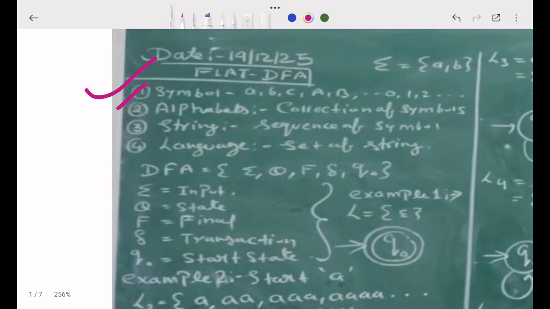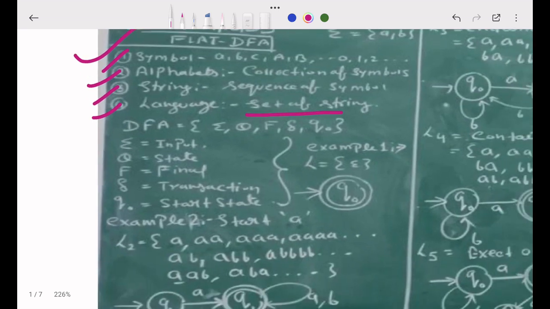How many alphabets, letters, whatever you are looking, that is the symbol. Second, what is the alphabet? Collection of symbols, these are the alphabets. What is the string? Sequence of symbols is the string. And what is the language? This we asked. Set of strings is the language, okay.